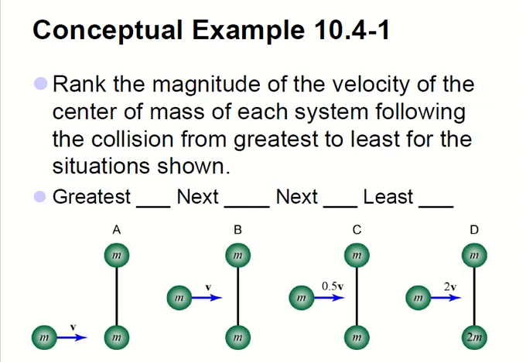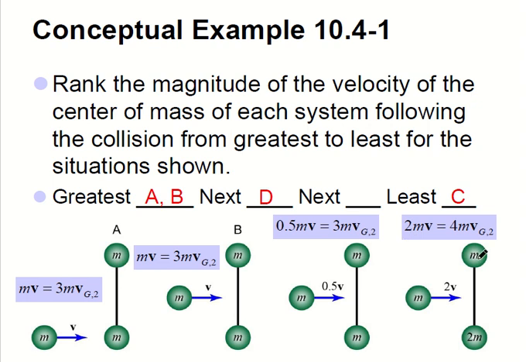So let's take a look at it, and we have to rank the velocity of the center of mass of each system. We have to deal with the velocity, but not of just any particle. We take the center of mass location. In a rigid body you have many different particles, each with its own velocity. Now we want to deal with the center of mass and concentrate the velocity at that point, following the collision, from the greatest to the least.